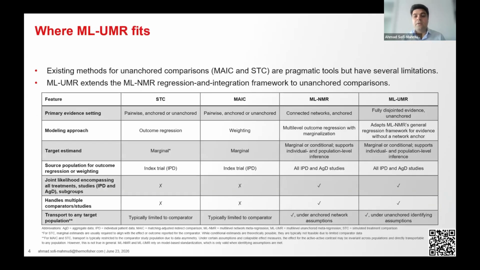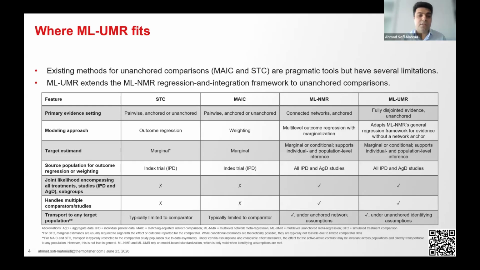We have some existing methods for unanchored comparisons like MAIC and STC. These are pragmatic, but come with several limitations. As you can see in this table, which has been derived from the recently published paper on mlumr that you can download from arXiv by scanning the QR code on the bottom right, you can see these limitations.